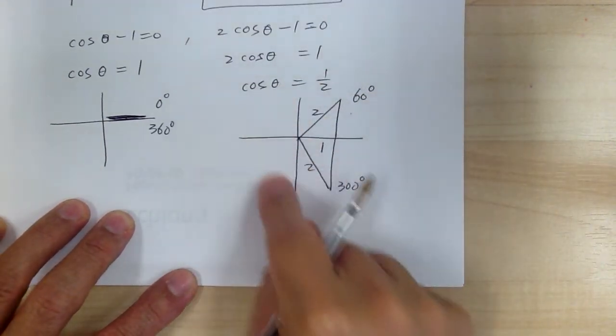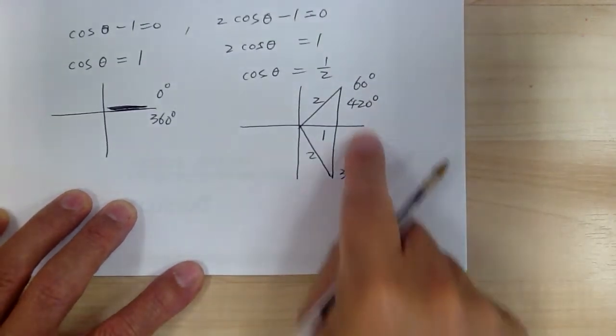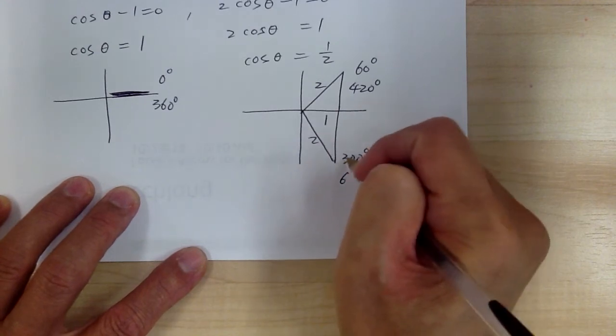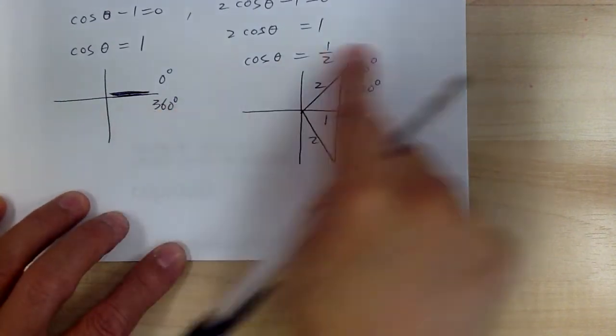Okay, so go around the circle one more time. So you add 360, so it'd be 420 degrees. This one you add 360, so it'd be 660. So now you have 6 answers.